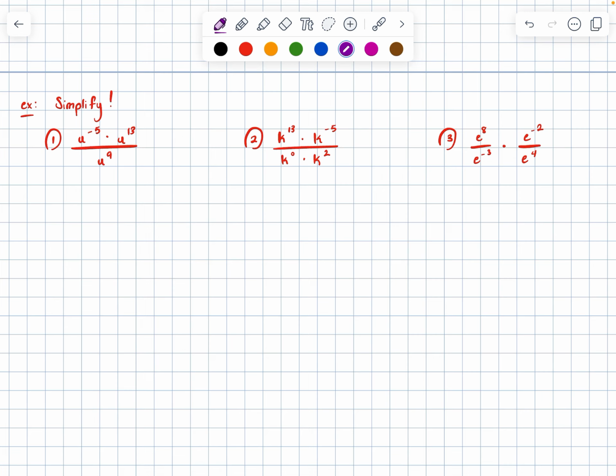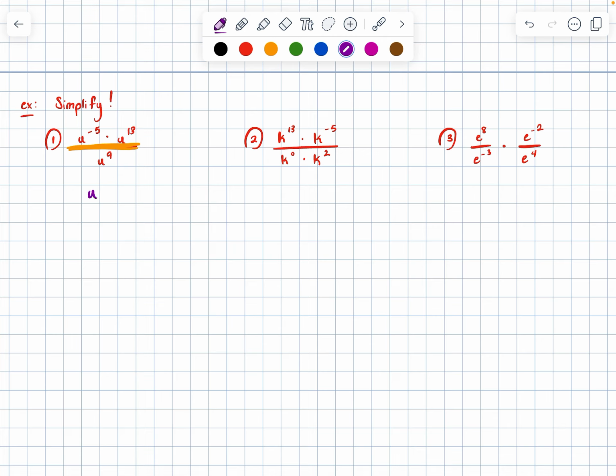All right, let's do it. U to the power of negative 5 times u to the 13. You may remember that a fraction bar is a grouping symbol. So maybe I'll think about simplifying the numerator first and then worrying about how that denominator factors in. In the numerator, I have u to the power of negative 5 times u to the power of 13.